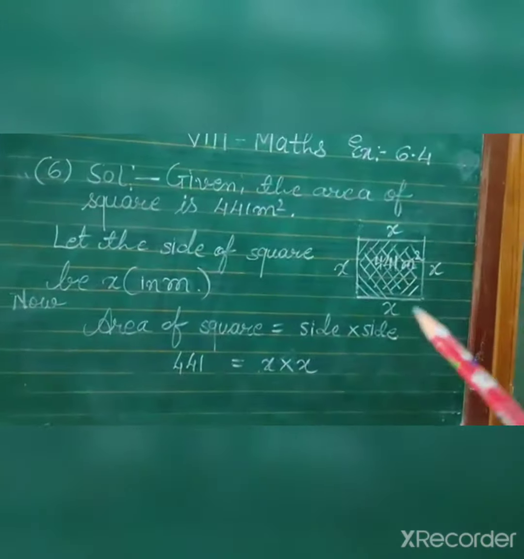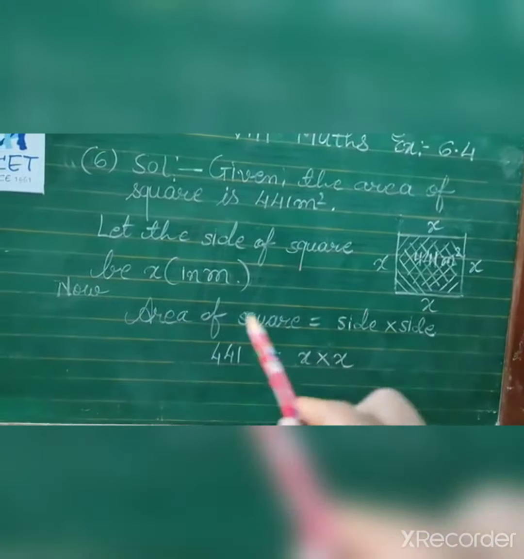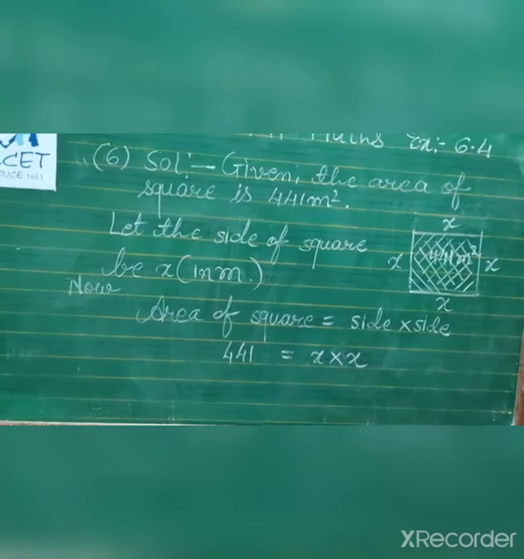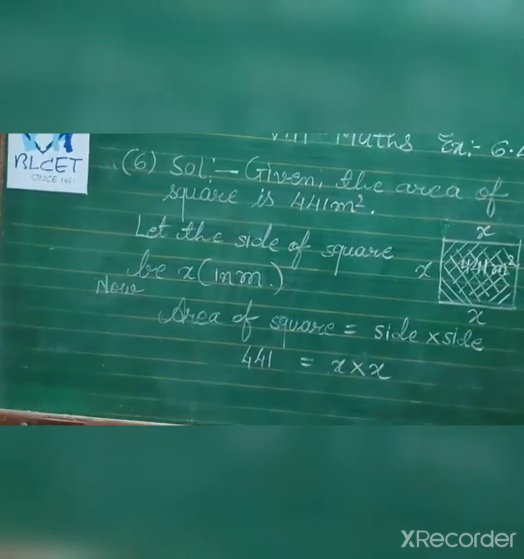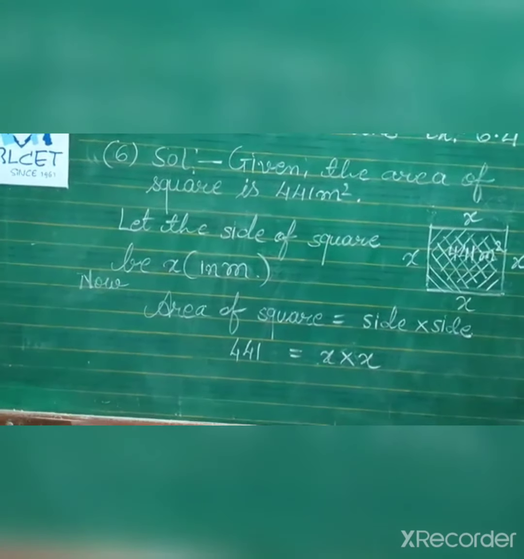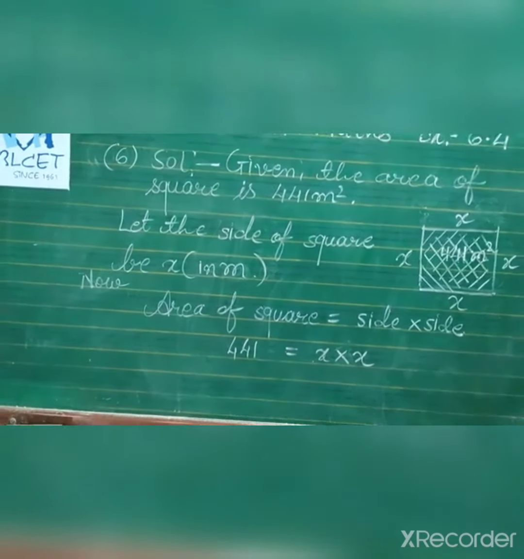Now we are assuming all sides are equal. So the side we are assuming is x. So let the side of a square be x in meters. Area we always calculate in square centimeters or square meters, but the side we always take in meters, centimeters, or millimeters, whatever is needed.